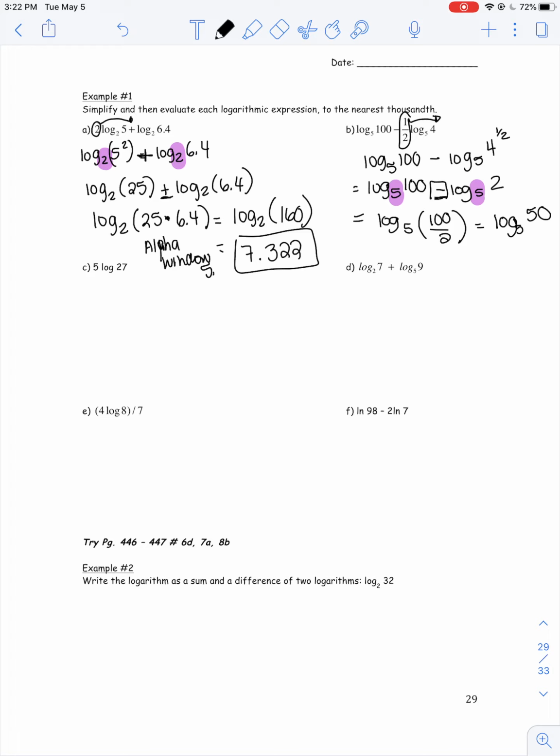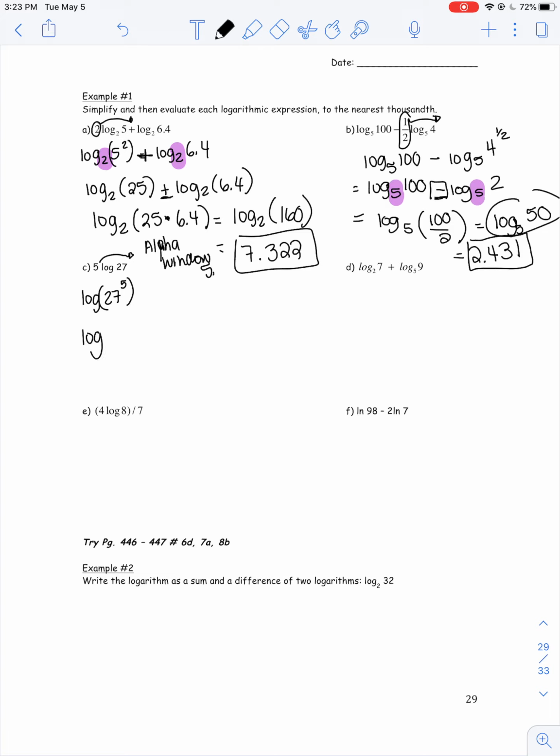In your calculator, you can put log base 5 of 50, so we would put alpha window 5, put that into your calculator, and you should be getting 2.431. This is the simplified answer, and what I boxed in with a rectangle is my solution. That's the evaluation of it to the nearest thousandth.